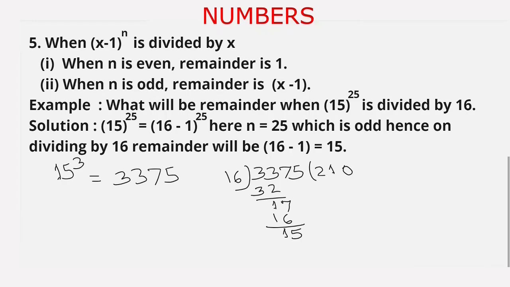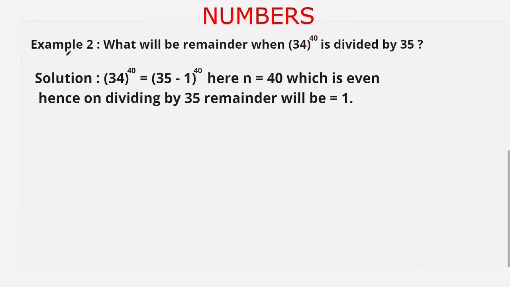Here 3 is odd. Now we will go to another example for even power of x minus 1. The example is, what will be the remainder when 34 to the power 40 is divided by 35? Here 34 to the power 40 can be written as (35 minus 1) to the power 40. And we can apply the property here, n equal to 40, which is even. Hence, on dividing by 35, the remainder will be 1.